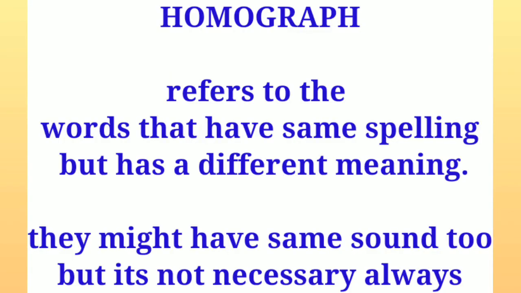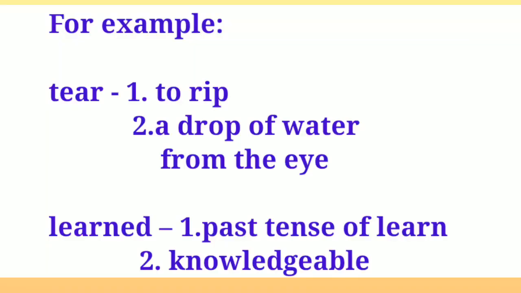Now, what is homograph? Homographs are the words that have the same spelling but have different meanings. They might have the same sound too, but it's not necessary always. Now see the examples. The first word is tear. With the same spelling and same pronunciation, it has two meanings. The first one is to rip and the second is a drop of water from the eye.